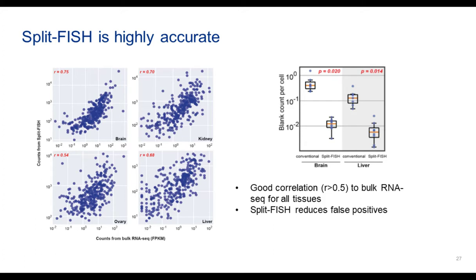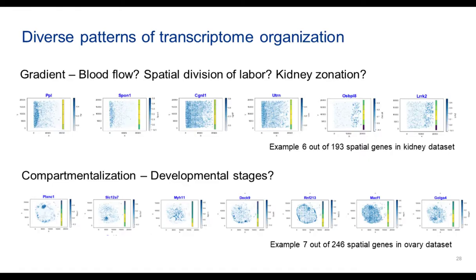And we also did some technical validation where we compared the counts that we observed with the measurement from bulk RNA-seq. And finally, we also see that in these uncleared tissues, compared to conventional multiplex FISH, the images are clearer in split FISH, so we observe fewer false positives.